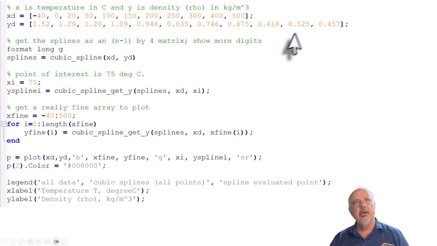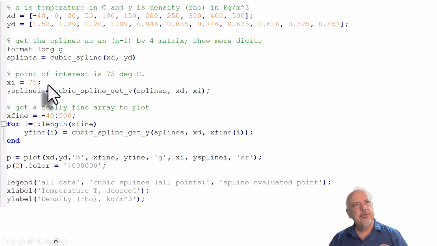So here's that temperature array vector, and then my density array or vector, right? So I've got that, and then I go ahead and use that XD YD data. I put that into that cubic spline function. So now I've got my splines. So splines again, 10 by 4.